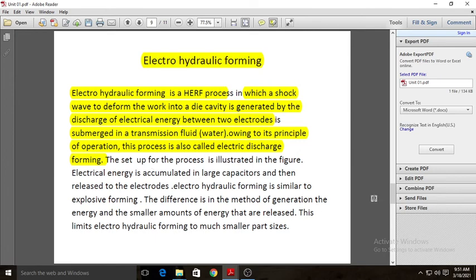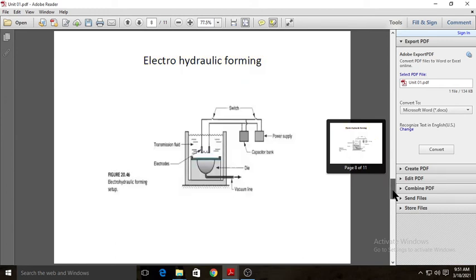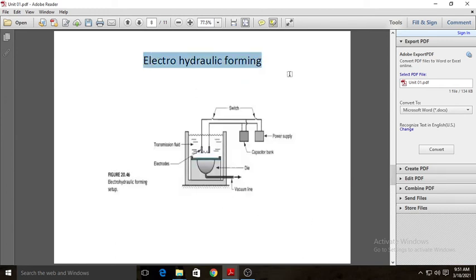The setup of the process is illustrated in the figure. Here you can see this is the setup for electro-hydraulic forming. Here are the two electrodes which are submerged inside the fluid. These electrodes are connected to the electric circuit, where high voltage is generated, and when this high voltage between the two electrodes is generated, it creates the spark. Here you can see the die, and on this die we kept our workpiece, which is clamped. The cavity between the workpiece and the die is evacuated by using the vacuum pump.